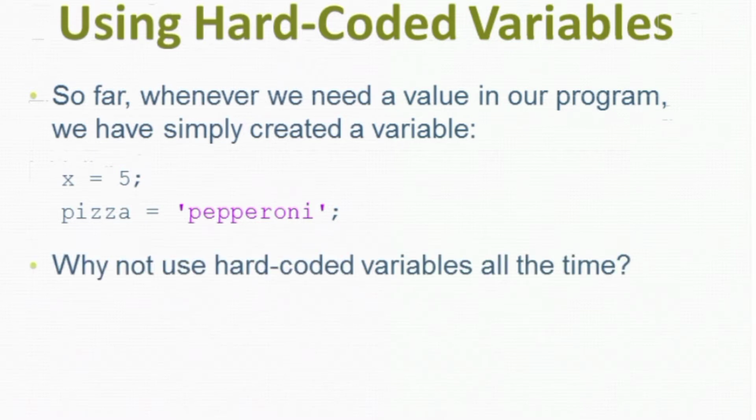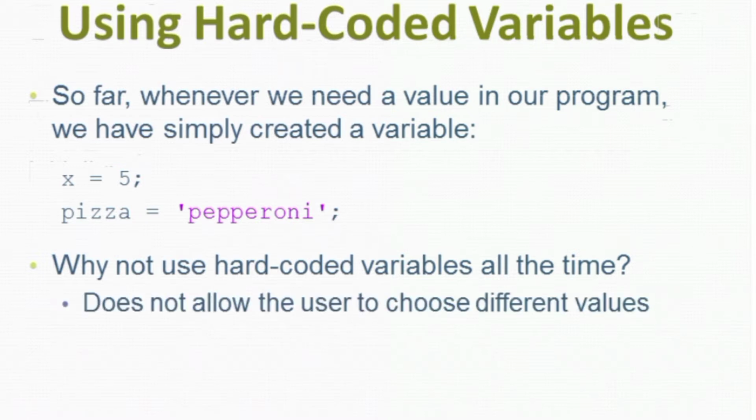But what's the problem with this? Why don't we use hard-coded variables all the time? We already know how to use them. Well, there's a couple of reasons why we wouldn't want to use this. First, it doesn't allow the user to change or choose a different value. If the user wanted to change a value, they would have to go into your code and change that line where you're creating this variable initially.